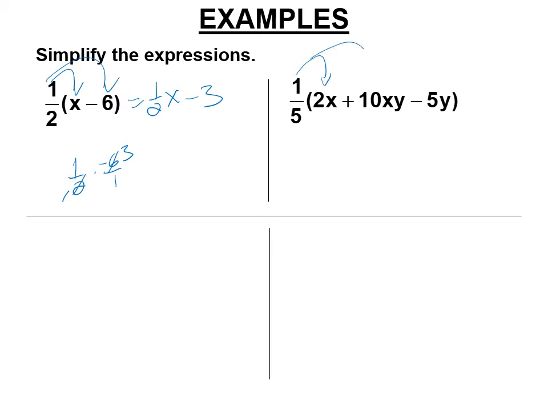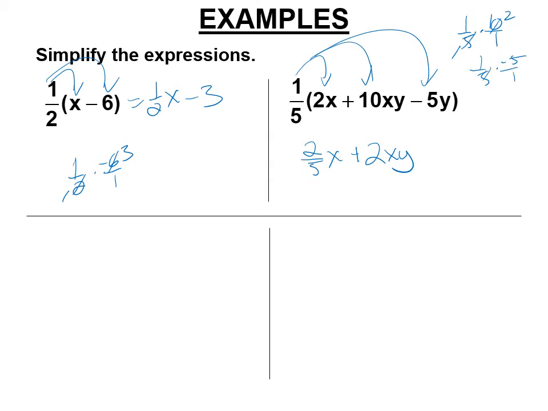So everything inside here has to get multiplied by 1/5. So 1/5 times 2x is 2/5 x. 1/5 times 10xy. Now sometimes with these it's helpful to just go over here and go, oh, 1/5 times 10 is 2, so this is 2xy. And then 1/5 times -5, oh, that's -1, so this is -1y, but we never write that. And that is in alphabetical order, right? Because you have 2/5 x plus 2xy. The x goes before the xy, and the y goes last, minus y.